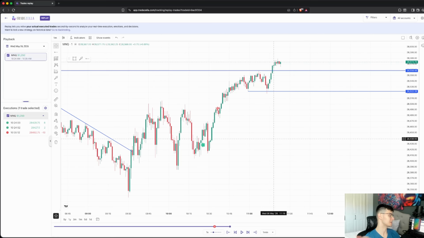So that's pretty much an example of how I aligned low volume nodes and fair value gaps and ICT concepts and all that. So if you guys have any questions, definitely leave them down below. I'll try my best to answer them.